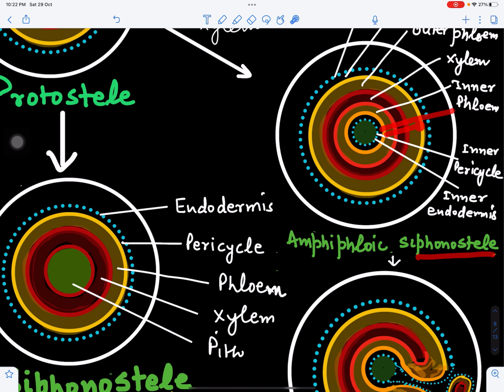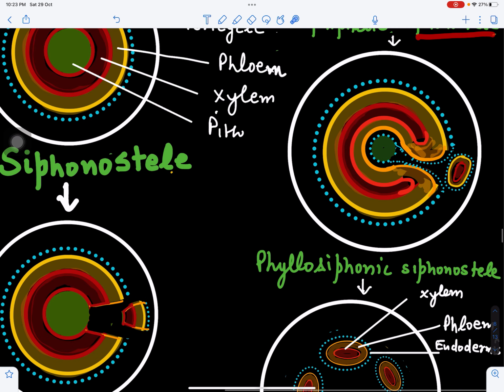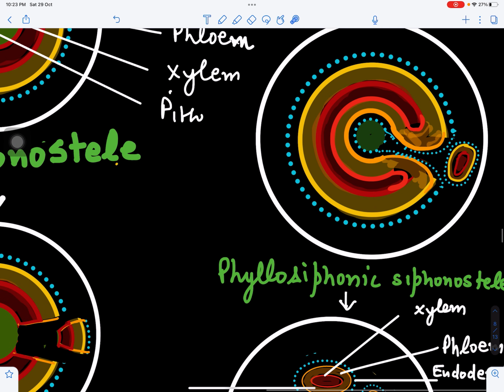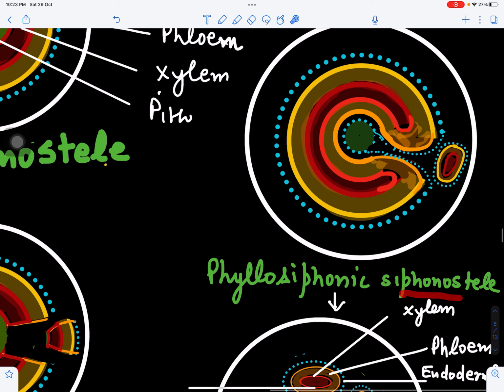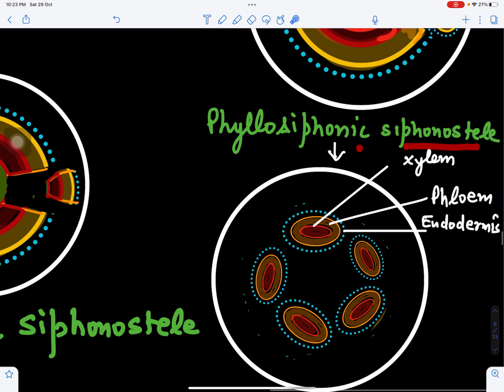Now if supply is going toward the leaf, so here a gap will be created. Then we can see the next diagram. Now this is phyllosiphonic siphonostele, and this supply is going toward the leaf. So a gap is created over here. So we can see this is the endodermis, blue color is endodermis. So this is the xylem arc, which is surrounded on both the sides by the phloem. Yellow one is phloem tissue, right? So this is phyllosiphonic siphonostele, when only one leaf gap is there.